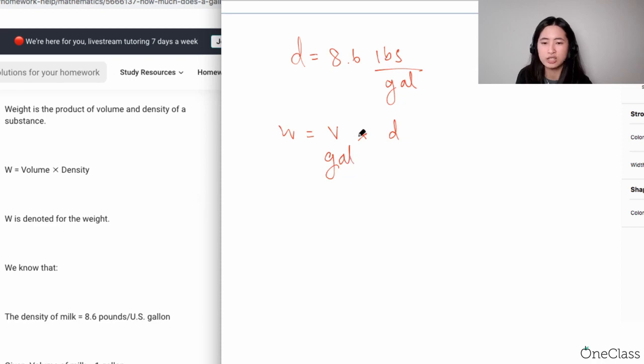And why does it need to be in gallons? Well, if you have to multiply this to the density, which for example is pounds over gallons, you can see that you can cancel out gallons and just have pounds. So weight can be measured in terms of pounds as well. That's why you know that this equation holds true, because if you multiply volume times density, you simply get pounds, right?